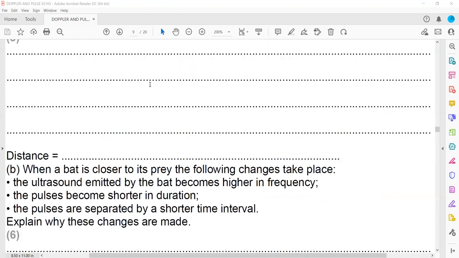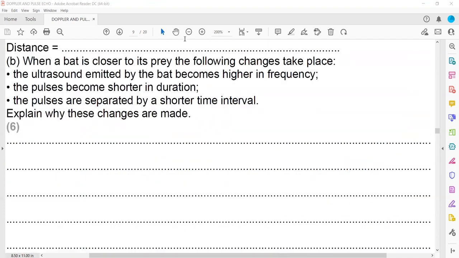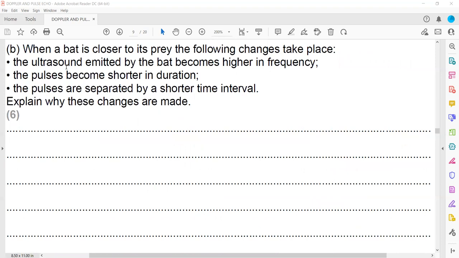The next part is of 6 marks. So the bat is closer to its prey. The following changes take place. For example, there is a bat and nearby there is a prey. So the bat is closer to its prey. The ultrasound emitted by the bat becomes higher frequency.